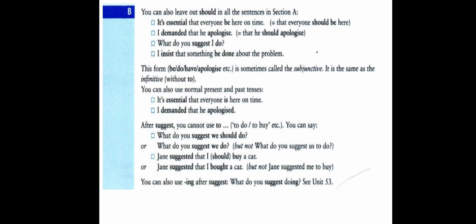Example number 4, I insist that something be done about the problem, means I insist that something should be done about the problem. Here we dropped should, it is understood, and be remained, which is the base form, remained as it is in the sentence. So should is hidden, so be remains the same as it is in the base form.